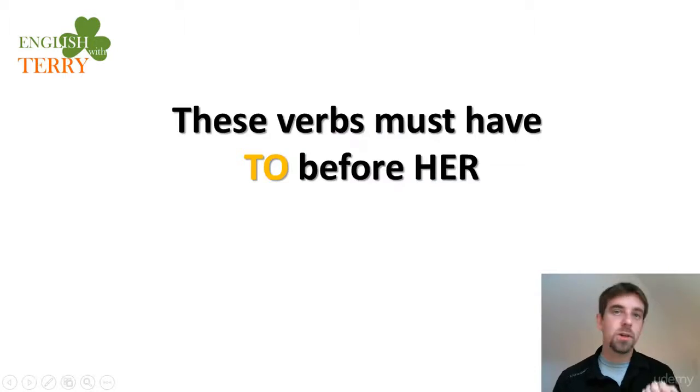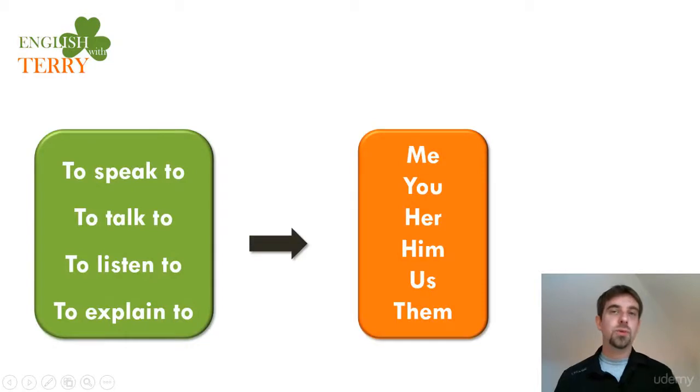Very good. Let's go. The first and really essential point of these verbs is they must have the word to before her. All 4. So to speak to, talk to, listen to, explain to, they always have the word to before all of the object pronouns. Listen to me, talk to you, explain to him, her, us, them. 100% of the time we have to before the pronoun. This is the most important thing.